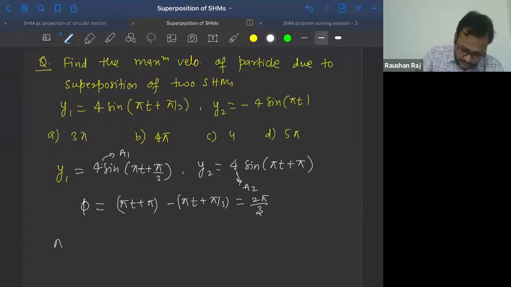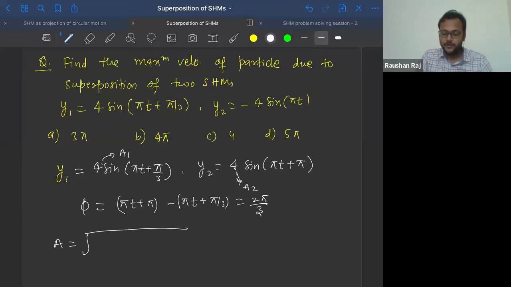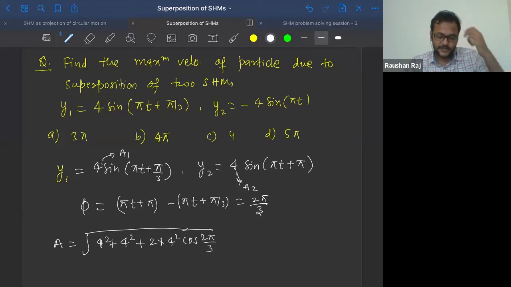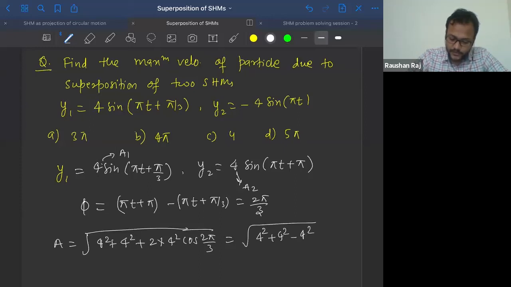What is the amplitude? So A will be equal to square root of A1 square plus A2 square plus 2 A1 A2 cos phi. So 4 square plus 4 square plus 2 into 4 square cos of 2 pi by 3. Now who will answer this? What is cos 2 pi by 3? Guys, please write in the chat section. 2 pi by 3 is nothing but 120 degrees. So cos 120 is what? Minus 1 by 2. Correct? So if you use that, I'll be getting 4 square plus 4 square minus 4 square, under the square root. So the answer will be 4 here.